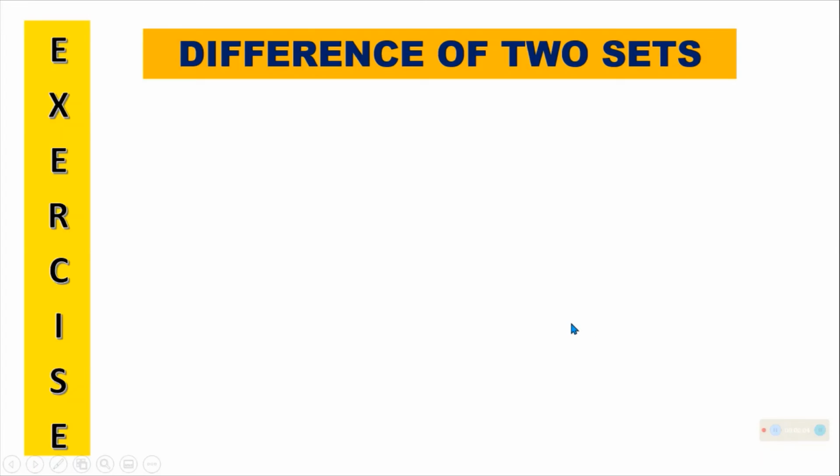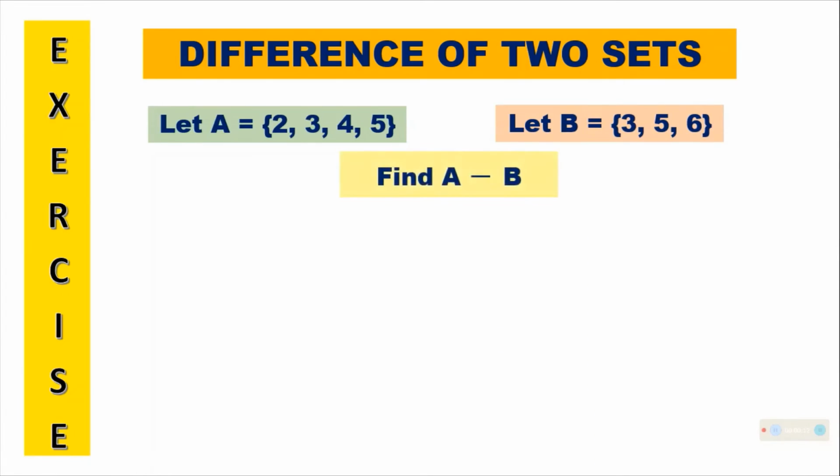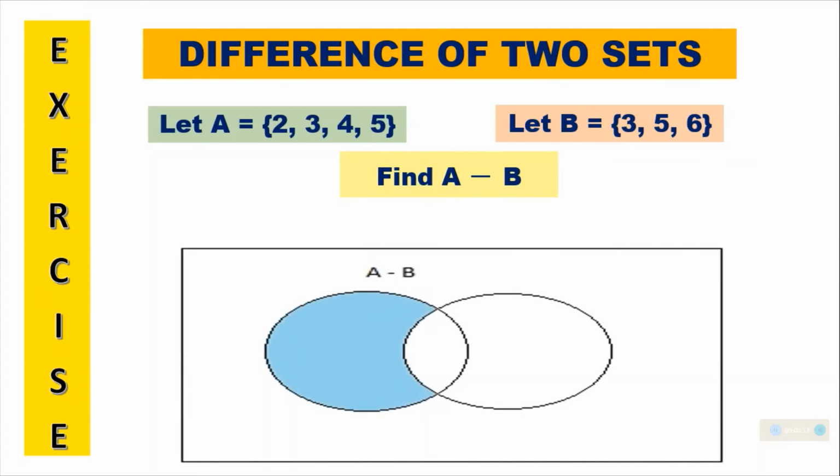Another exercise para naman sa difference of two sets. So let A is equal to 2, 3, 4, 5, B, 3, 5, 6. Find A minus B. So, pag difference of two sets naman, ito naman yung representation niya ng Venn diagram. Yung naka-shaded, yan lang yung pwedeng maging sagot. Siya lang yung shaded kasi A nga. So ito si set A, ito si set B. Ima-minus natin yung common ni B at saka ni A, tatanggalin natin kay A. So, yun yung magiging difference of two sets.